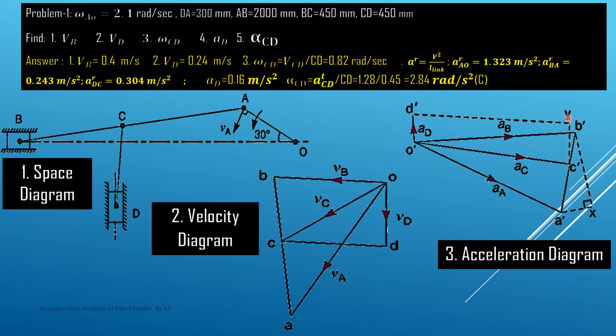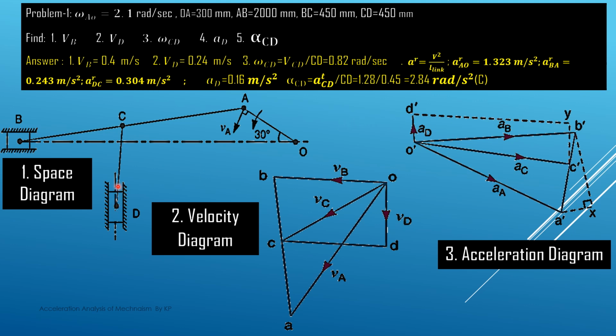We know the magnitude of this radial component of acceleration because we know the value of V and the length CD, so it is V CD square divided by CD. So this way we got this value, and point Y we can easily locate. Now it also has another component of acceleration, which we call the tangential one, perpendicular to the line joining CD. So from this point Y we draw a line perpendicular to C dash Y, representing the tangential component. We do not know where it intersects the other lines.